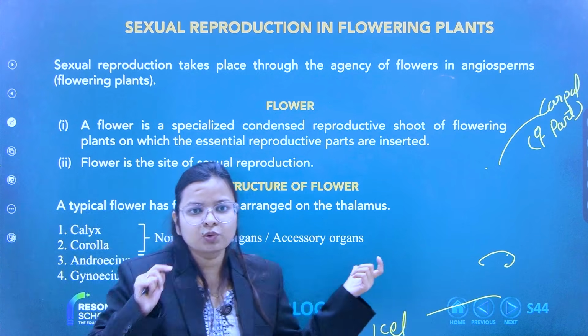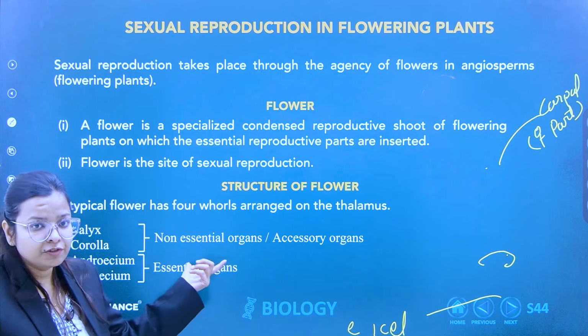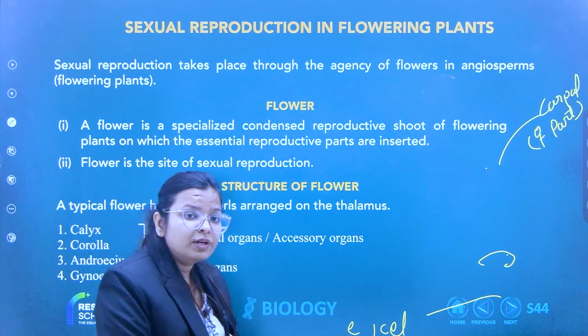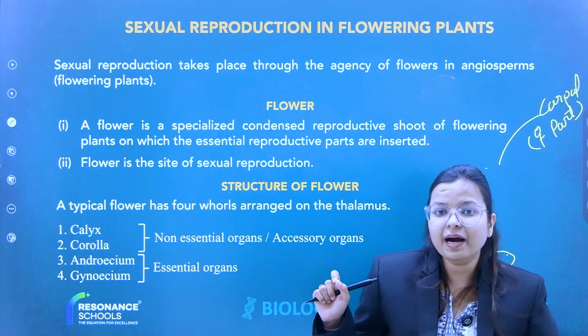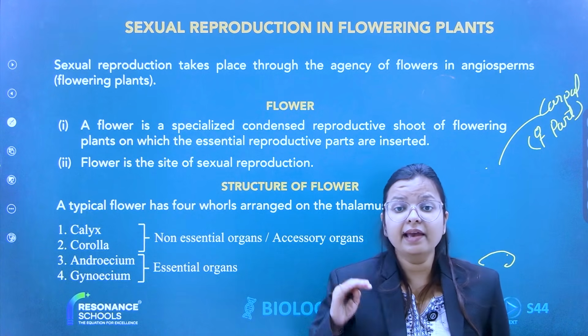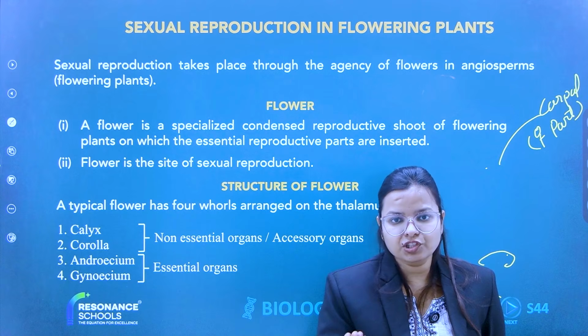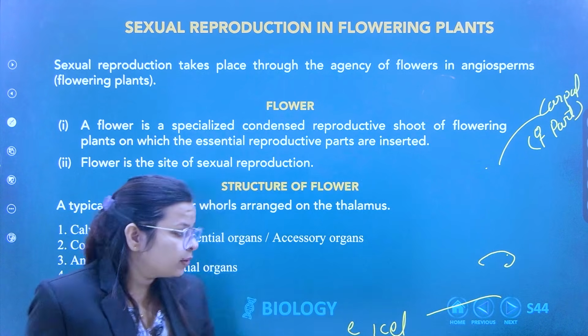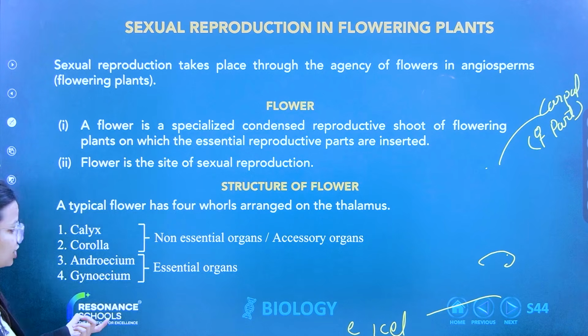Why do we call them non-essential instead of essential? Because we are learning sexual reproduction here, and they do not take part in sexual reproduction. They only help in sexual reproduction. That's why they are non-essential parts. Androecium and gynoecium are the essential organs.